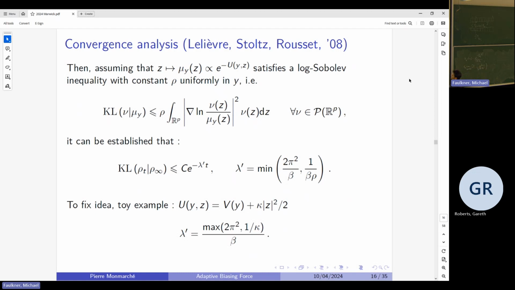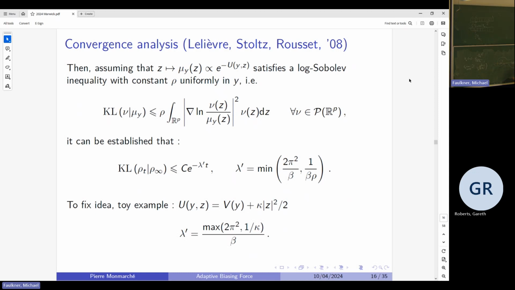They assume that, uniformly over y, if you look at this conditional law of z given a fixed y, either for the initial target distribution or for the biased target distribution, because they have the same conditional law. And the assumption here is that this law, mu y, satisfies the log Sobolev inequality with a constant independent from y.